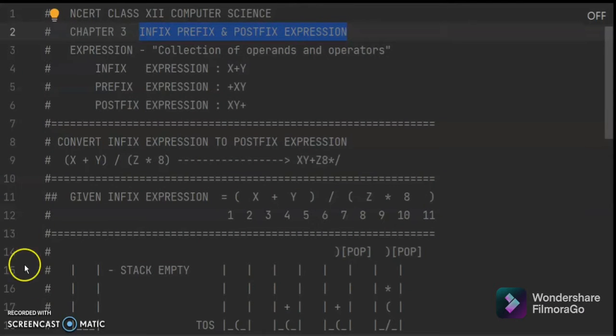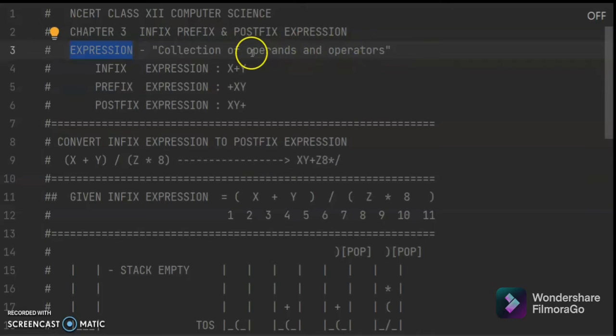So in today's class what we will be seeing is chapter 3, infix, prefix and postfix expression. This is in the textbook you have, after stack you will be having an explanation of the infix, prefix and postfix expression. Now first we will see what is an expression. Expression is a collection of operands and operators.